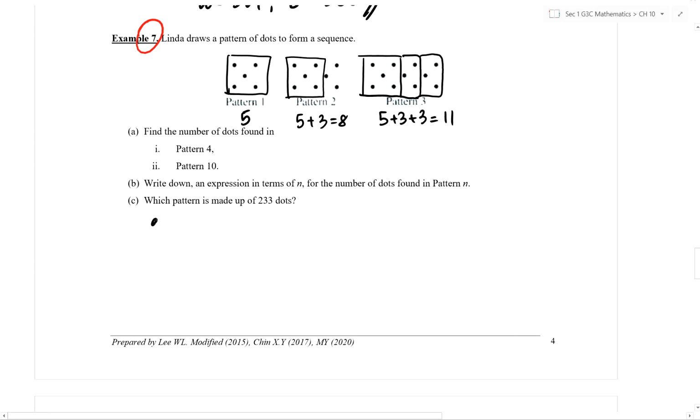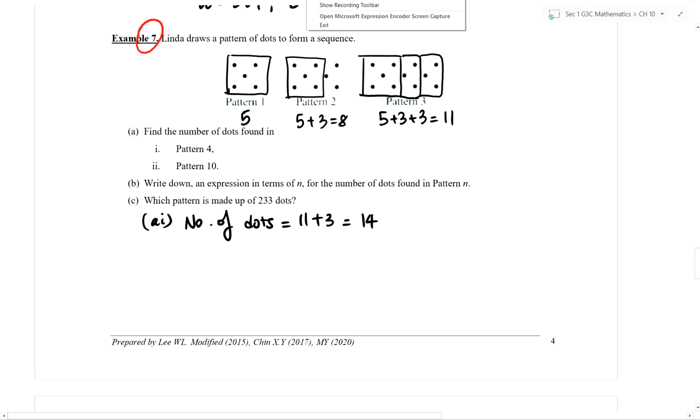So for part A, part 1, the number of dots in pattern number 4 is going to be 11 plus 3, giving us 14. Okay, so in part 1, we've got 14 dots.